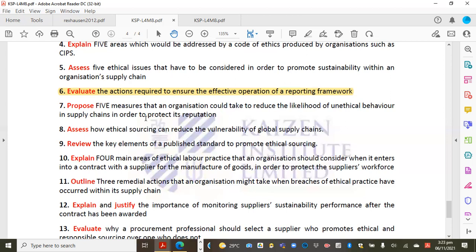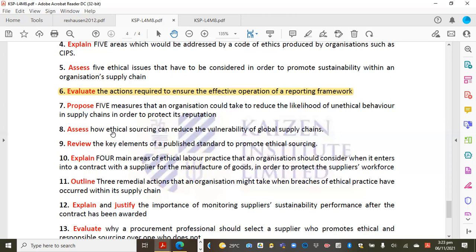So again, incorporating ethical factors in supplier selection, in specification development, developing code of conduct, audits. These are all things that we do in ethical sourcing to reduce vulnerability. So it depends on how you explain them to reduce the risk in supply chain. Okay.